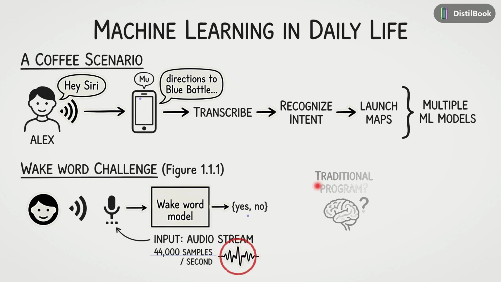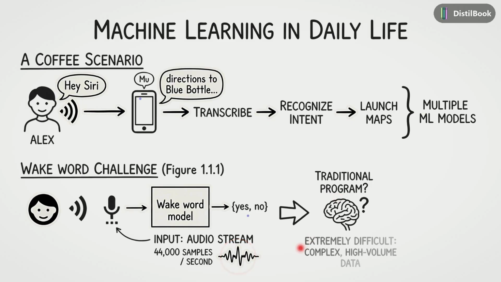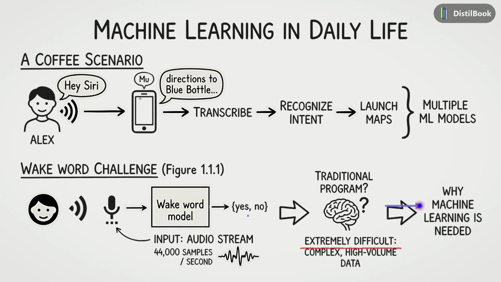Now imagine trying to write a traditional program to solve this. Could you write a set of manual rules, like if the wave goes up by 0.5 then down by 0.3, to identify the word Siri across all accents and noise levels? It is extremely difficult. The data is simply too complex and high volume for human-written rules. This limitation, our inability to manually program rules for complex sensory data, is exactly why machine learning is needed.